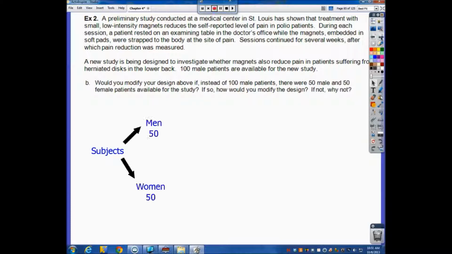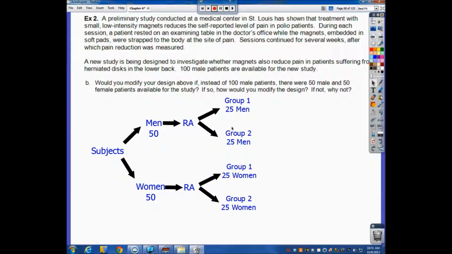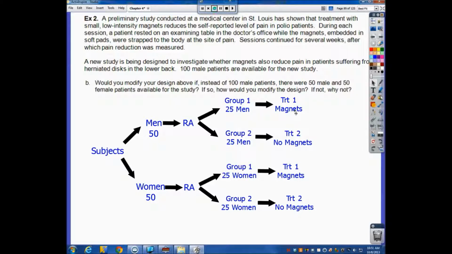So let's say we have our subjects, 50 men and 50 women. And remember, we're not randomly putting them into 50 men and 50 women. They are being split, not randomly. And now we introduce our random assignment for the 50 men and the 50 women. So the 50 men get split up into 2 groups of 25, and the 50 women get split up randomly into 2 groups of 25. And then maybe group 1 of the men gets the magnets, group 2 gets the fake magnets. Same thing for the women.